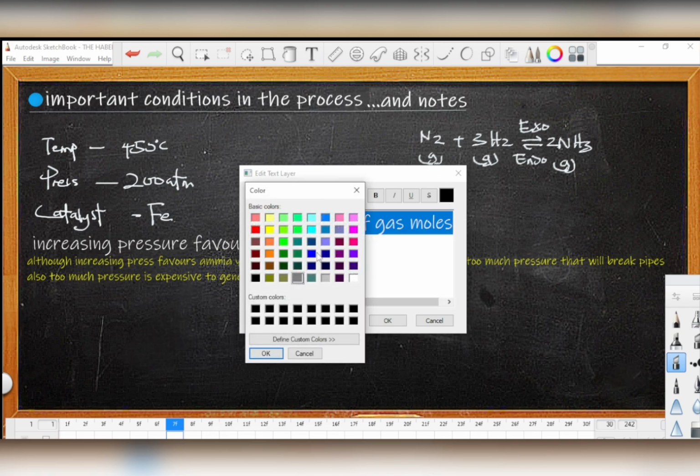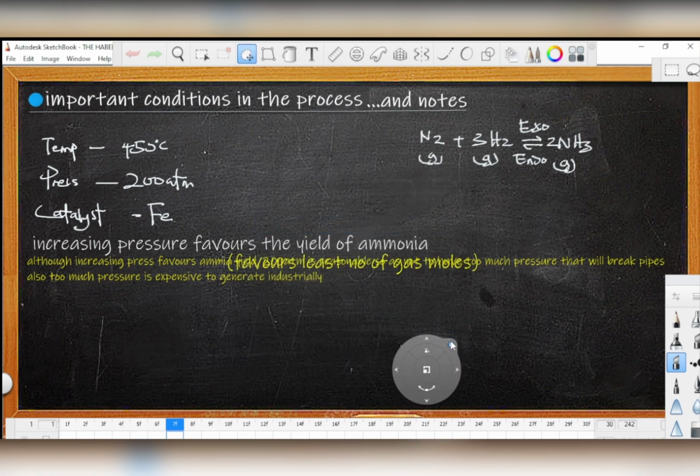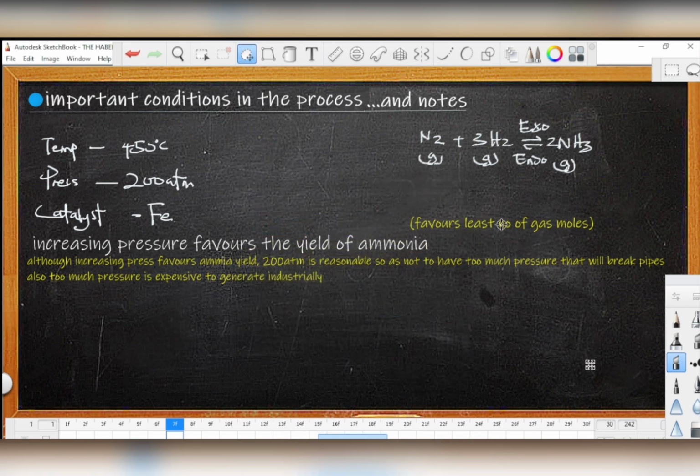It favors the side with the least number of gaseous moles. According to Le Chatelier's principle, which is discussed in my video on reversible reactions, okay? But because increasing pressure favors ammonia formation does not mean we will have to put the whole pressure in the world. Why? The whole pressure in the world will cause rupture of the pipes and it will be difficult or expensive to generate. Now, according to Le Chatelier's principle, increasing temperature favors the endothermic reaction.